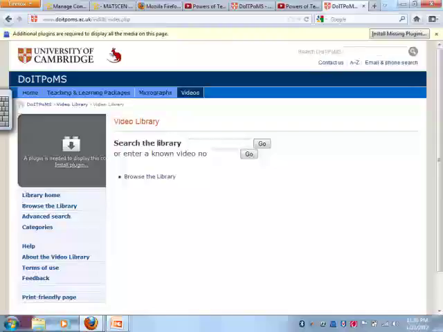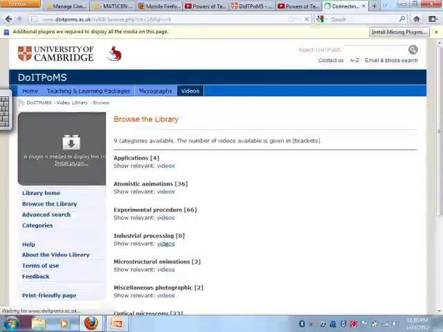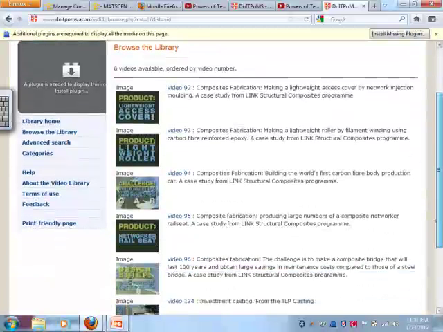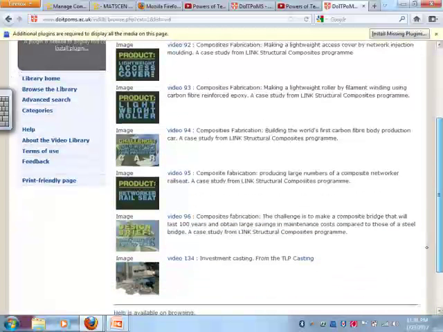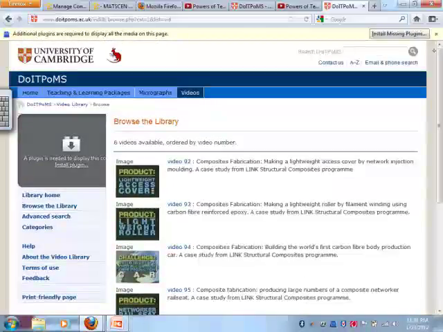Apparently, if I have the plug-in, there are things on experimental procedures and industrial processing, for example. I can click on that and see what they have, the composite fabrication, and so forth. Really great stuff. I encourage you to look at this. Investment casting, for example, is a topic that there's a fair bit of interest in, in this whole process and with the ASM camps. But mostly what I want to show today is this micrograph library.